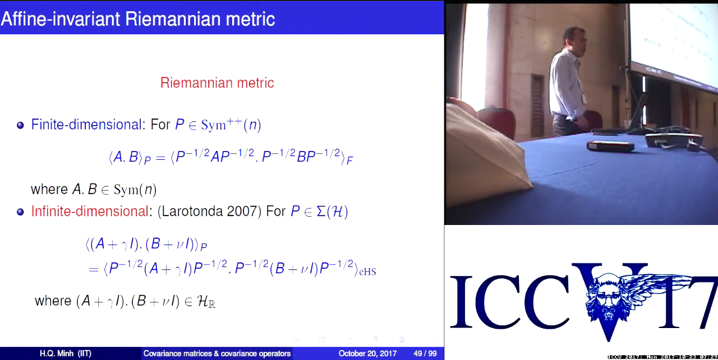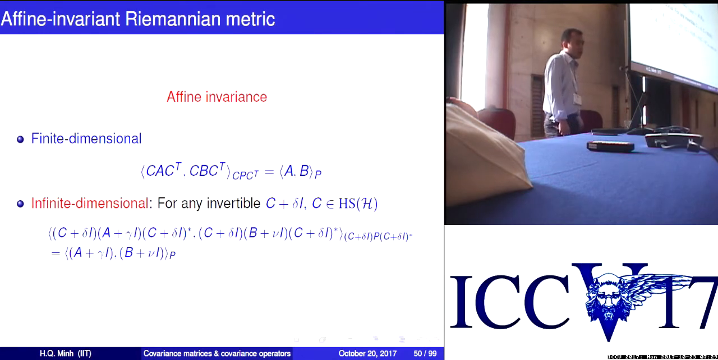So the Riemannian metric has a very similar form. Instead of the inner product of A and B, we have A plus gamma I and B plus nu I at the tangent space at P, and we have the same formula. And it's also affine invariant. Basically, we have the same formula, instead of A and B and C, we have A plus gamma I and B plus nu I and C plus delta I. All the A, B, and C here are Hilbert-Schmidt operators, and we have the regularization. And of course, we have to use the extended Hilbert-Schmidt inner product. But everything else, the formulas are all the same.